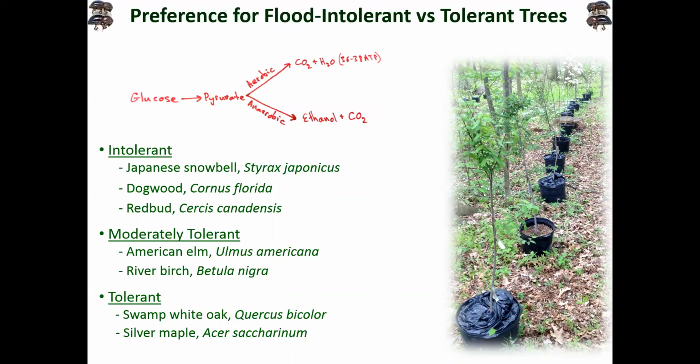The reason for that is that, generally speaking, a tree that's intolerant of flooding will often switch to anaerobic respiration faster than a tolerant tree. And so as a result, we predicted that we should see higher ambrosia beetle attacks on those intolerant trees, and also higher ethanol levels associated with those intolerant trees.